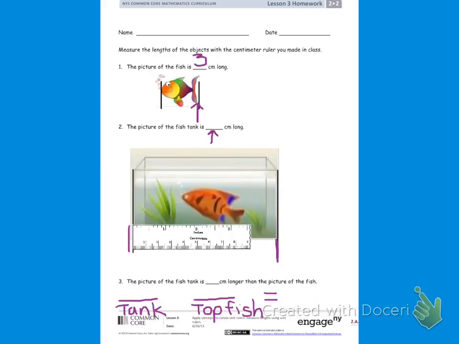In order to figure out how much longer the fish tank is than the picture of the fish, you're going to want to subtract to find out the difference. Because the answer to a subtraction problem is called the difference. And that number will go in the box.